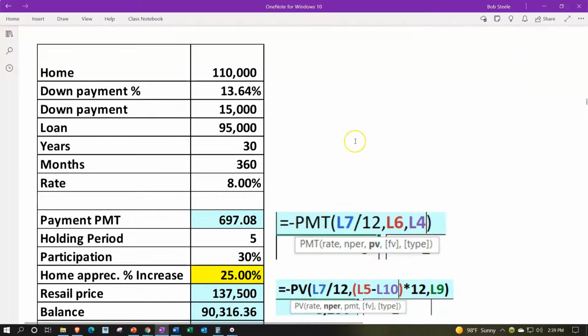Let's see what the difference will be from our new factor here. So we have our data. The data will be the home at 110,000, we are imagining. We're going to be putting down 15,000, which is about 13.64%. And that means the loan amount, 110 minus the 15,000, will be the 95,000 in this example. We still have the 30-year, 360 payments. The rate we're going to say is 8%.